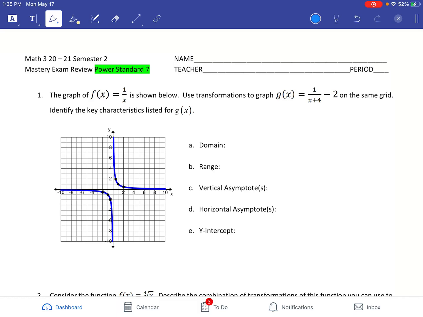So this is the Master Exam Review of Power Standard 7. So we're starting off with rational equations and graphing them.